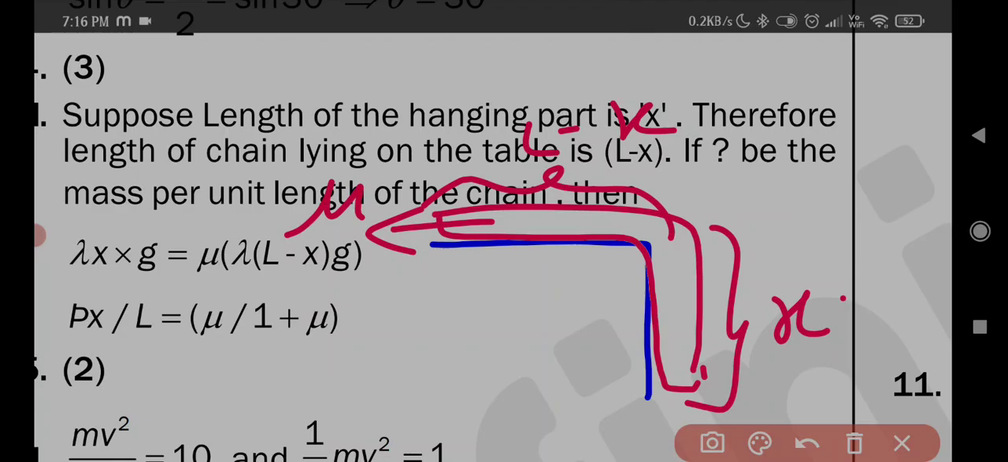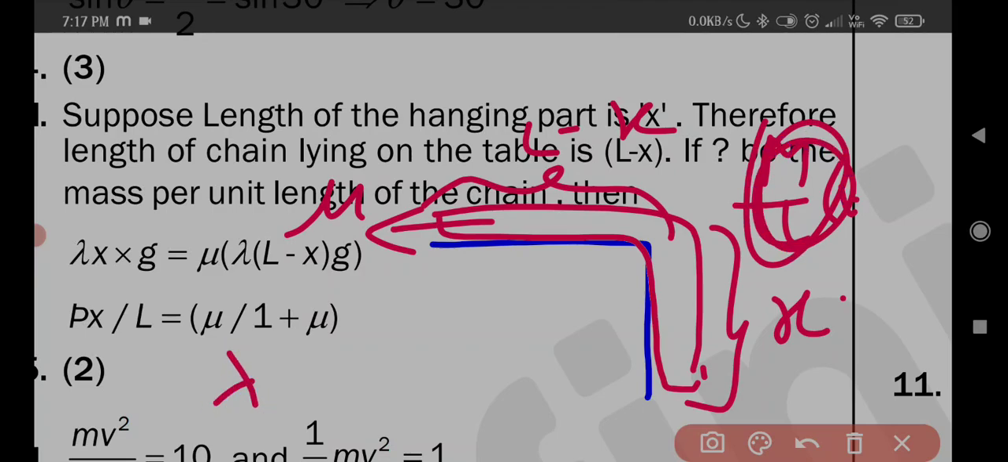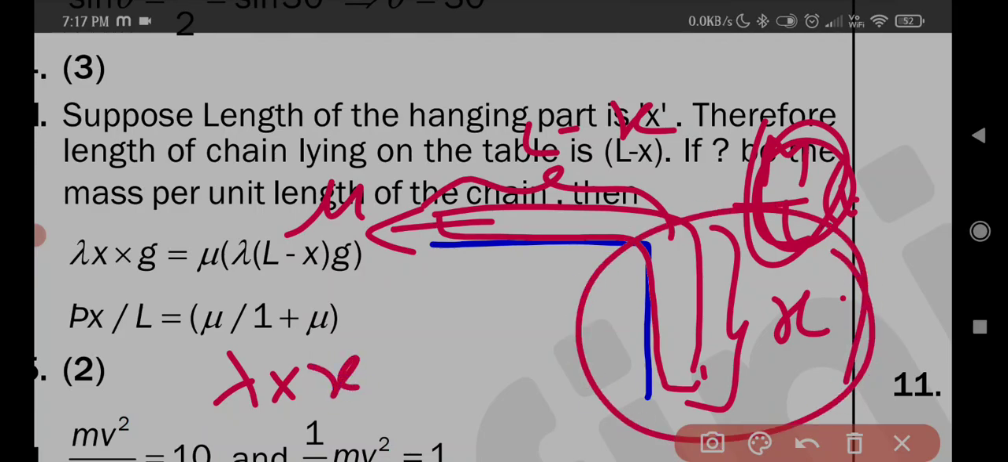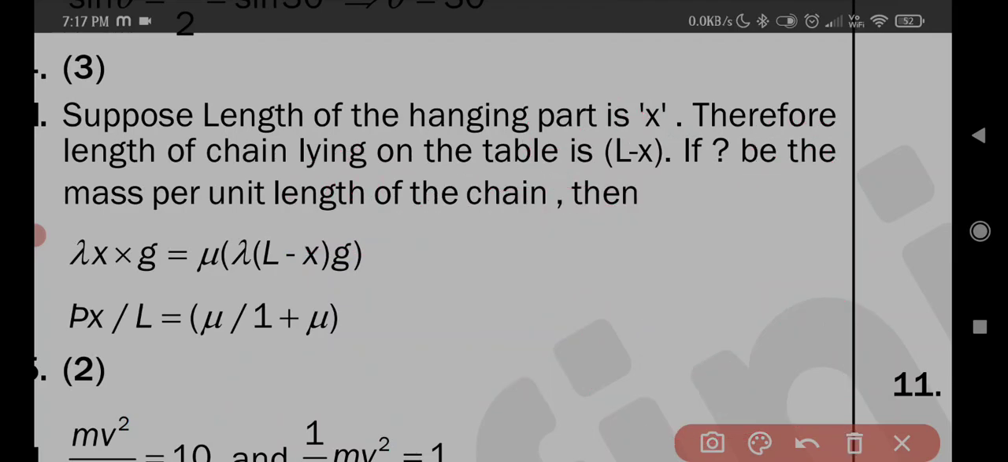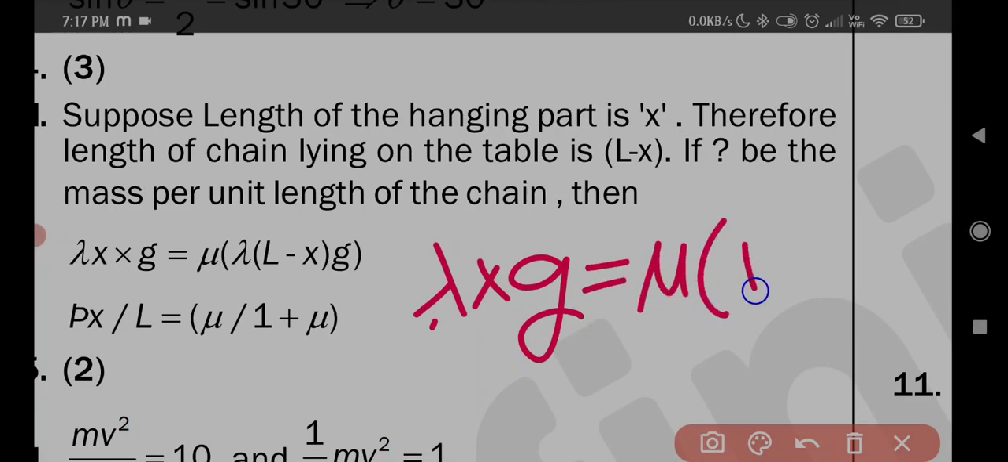We have to deal with this in terms of linear mass density, which is nothing but total mass by length. To find the L minus x part, I will multiply by L minus x. Let's say m by L is equal to lambda. So lambda into the hanging part x into g, the gravitational force trying to pull it down, is balanced by mu lambda into L minus x into g.